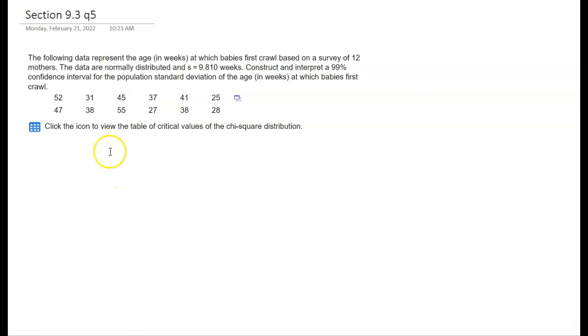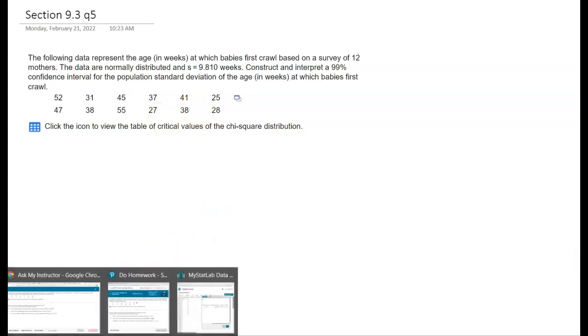Okay, so this problem gives you a data set of 12 pieces of information, and they represent the age in weeks at which babies first crawl. We're told the data is normally distributed, which is a requirement to be able to use the chi-square distribution, and we're given the sample standard deviation. We're asked to construct and interpret a 99% confidence interval for the population standard deviation of the age in weeks at which the baby first crawls. So here we are. This is our data, and we open it up in StatCrunch.